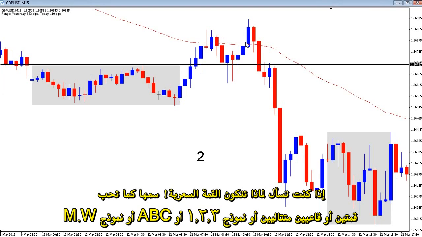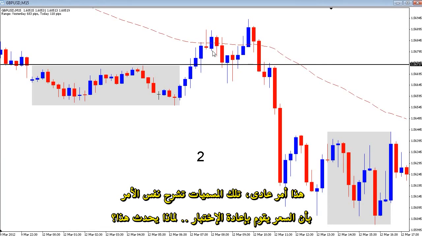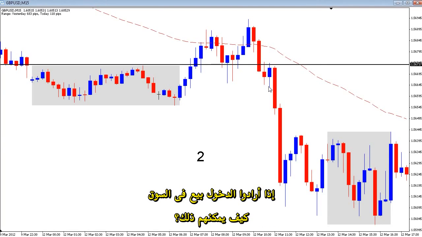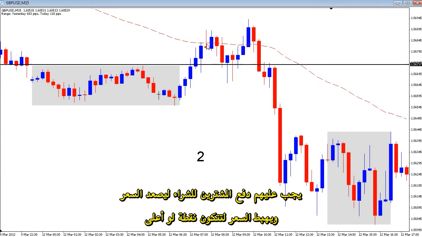You can call it what you want, ABC pattern, 1 2 3, double top, double bottom, M or W formation, whatever you want to call it is fine, because it illustrates the same point. It illustrates the point that they're coming up for that second test. Why would they do that? Well, if they want to short the market, how do they short the market? They have to induce buying.